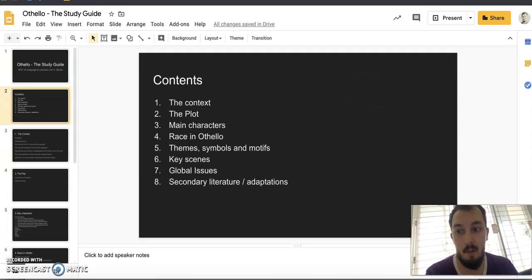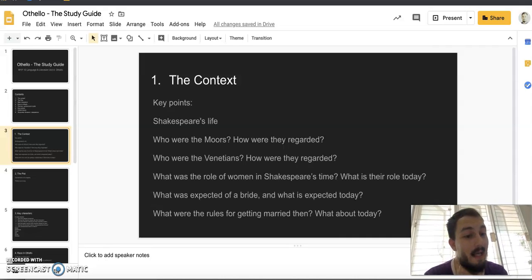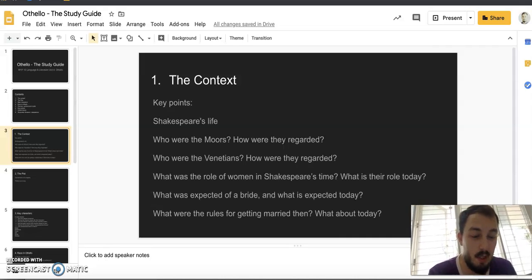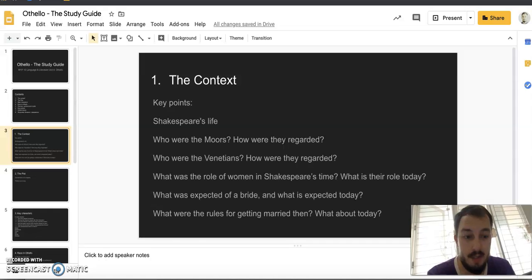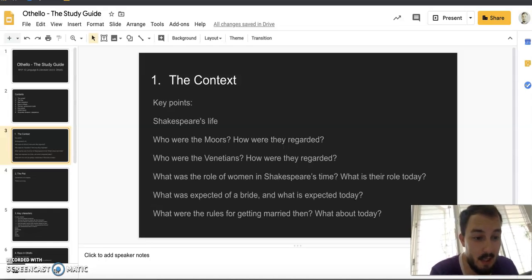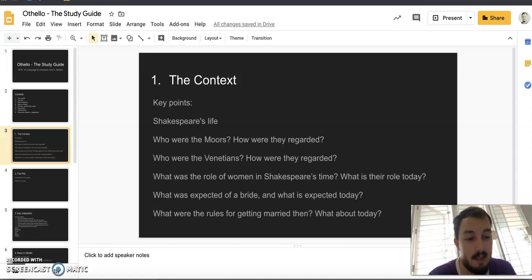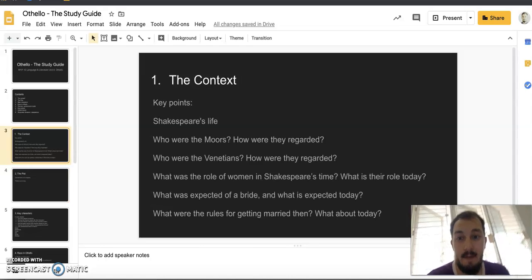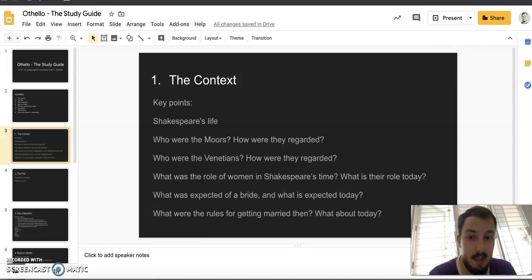So it looks a bit overwhelming, but all you're going to do for today is start to fill in the context. So this is work that you've, by and large, already done on the previous Google Slides. And all you're going to do is fill this in. If you need more than one slide for this section, that's absolutely fine. Take as many slides as you want.